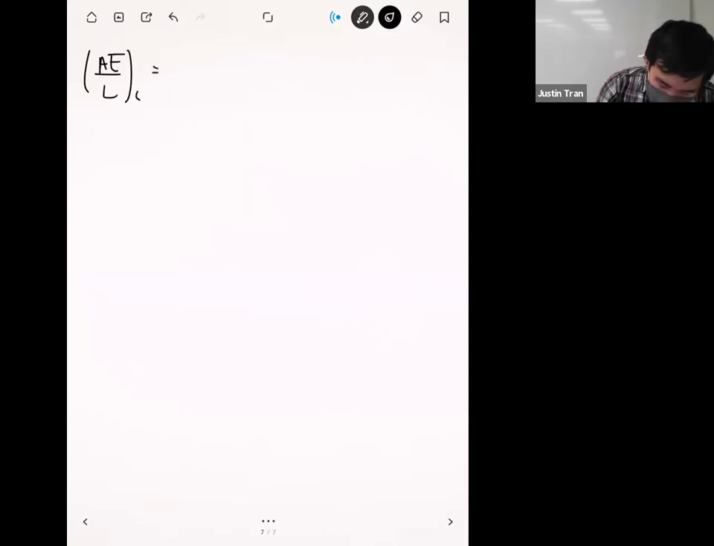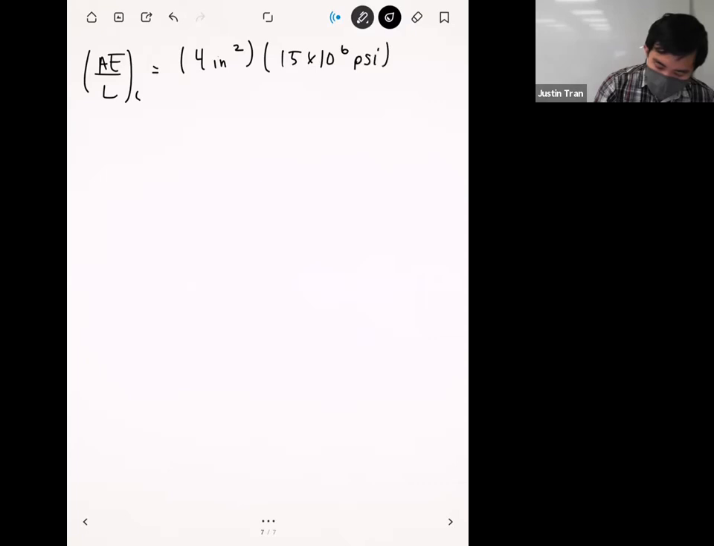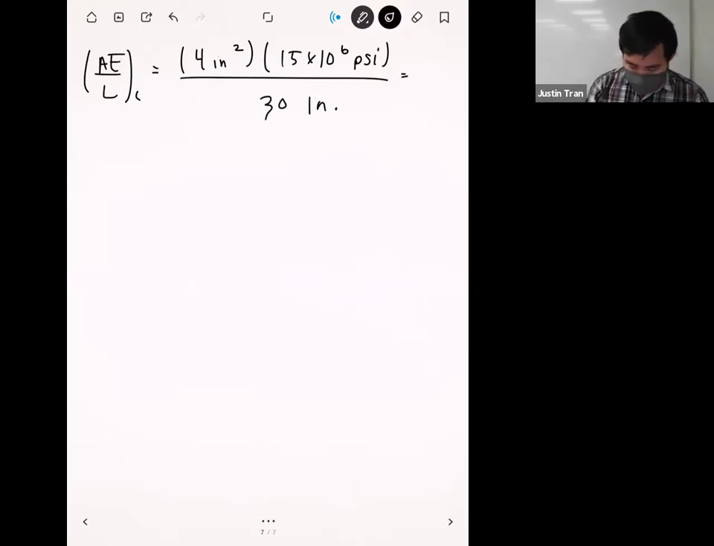For element C, the cross-sectional area was 4 inches squared. Young's modulus for element C was 15 times 10 to the 6 psi. And the length for element C is the same as the other two elements, which is 30 inches. If we perform this arithmetic, this is going to cancel out there. Then what we get is 2 times 10 to the 6 pounds per inch.